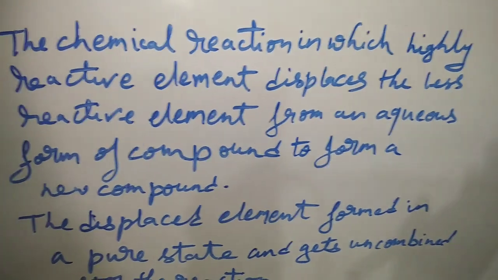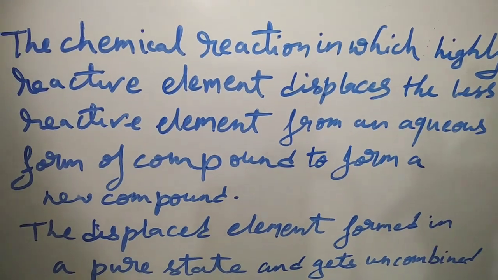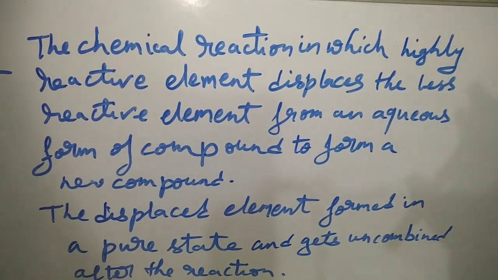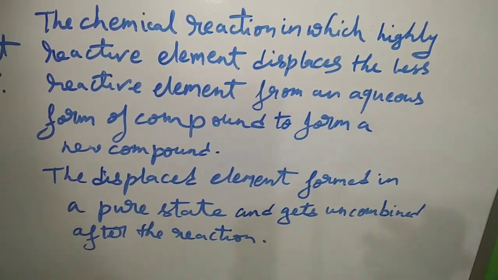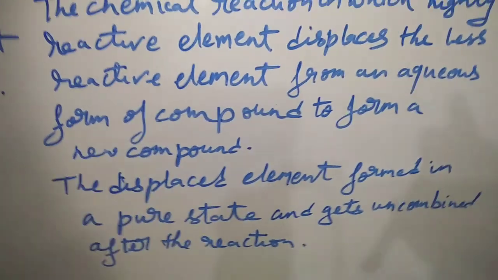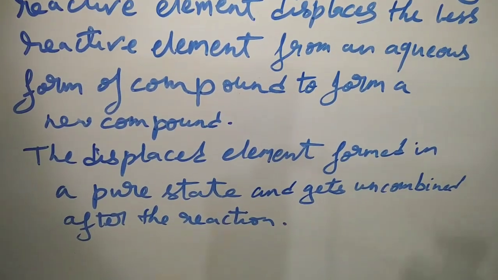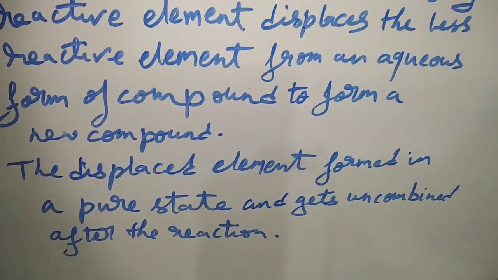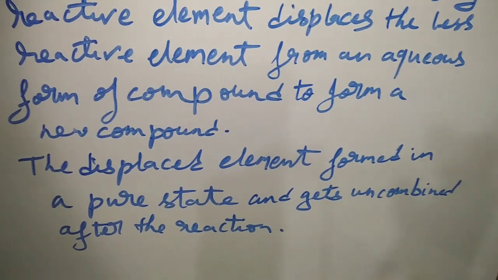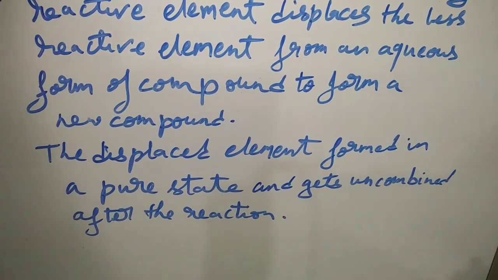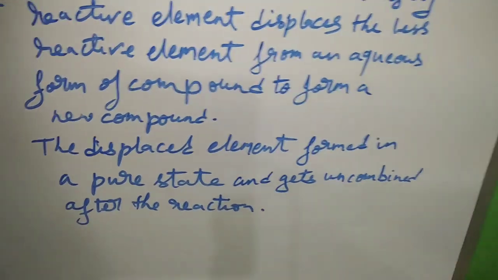And now you may ask what is the aqueous form? Aqueous form is nothing but the compound is dissolved in water to form a solution, and that is only the aqueous form, and then after only it will form a new compound. And the element which gets displaced will be in a pure state and it will not combine with any other element or compound until and unless it gets reacted with another compound. For that reaction it will be uncombined and in a pure state.